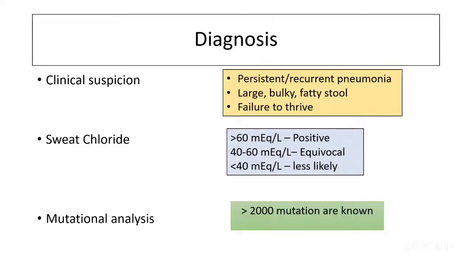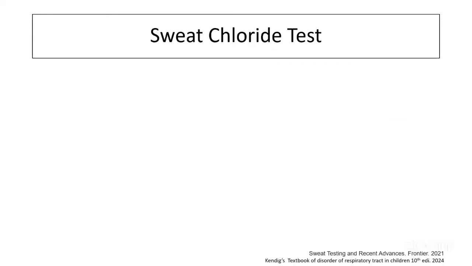The problem is that more than 2,000 mutations are known till now, and maybe many are not known. So if you make the diagnosis based only on mutational analysis, you may miss some of the children with cystic fibrosis. So this is not the primary method of diagnosing cystic fibrosis, and sweat chloride is the main method.